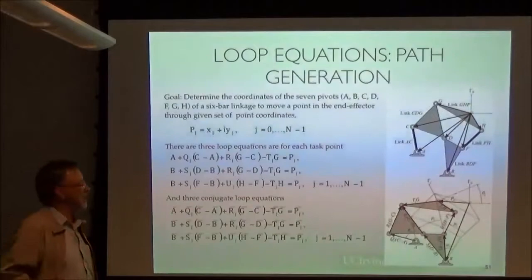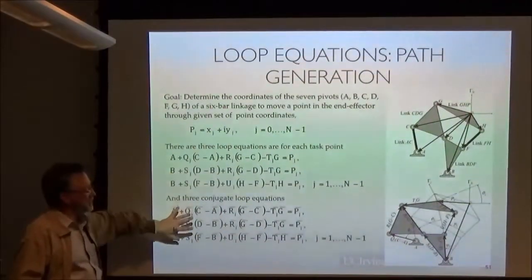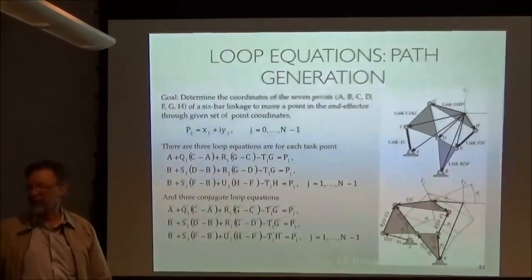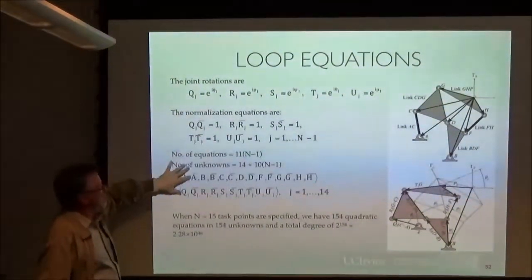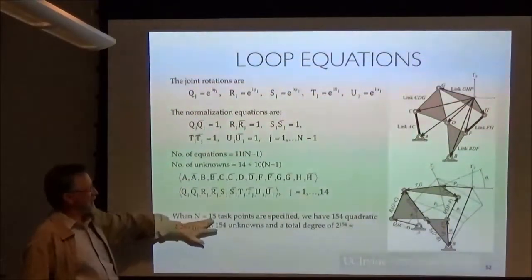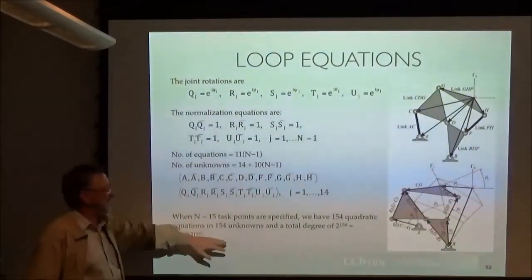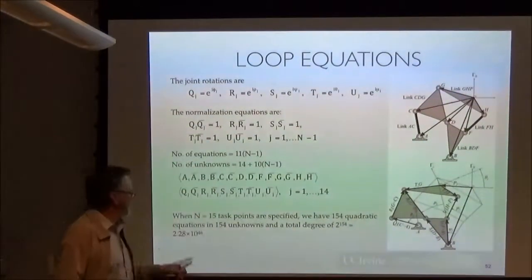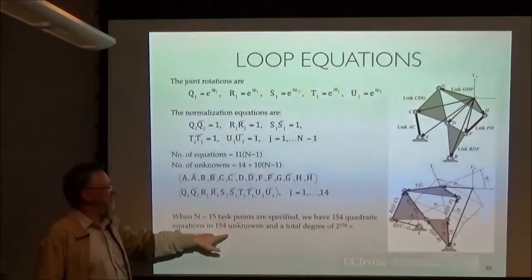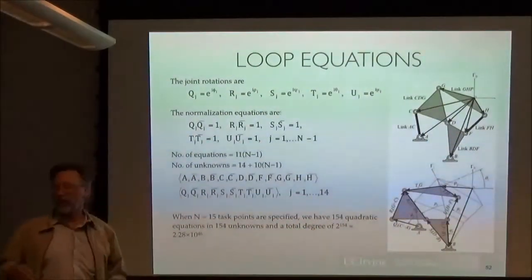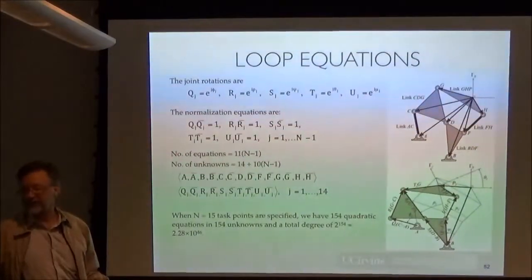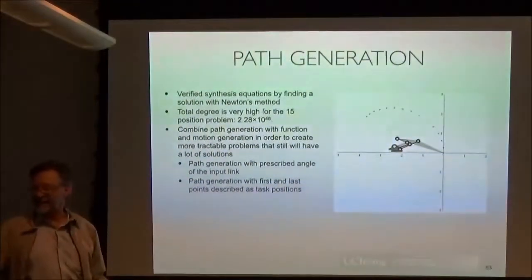Okay, so what that was function generation, this was motion generation, this is now path generation, and this is where things get really out of hand. Same set of equations, loop equations. Again, things all sort of work out. In this particular case, he can now do 15 task positions, so he has 154 quadratic equations and 154 unknowns. Total degree 2 to the 154, otherwise known as 10 to the 46th. This is as far as we've got.